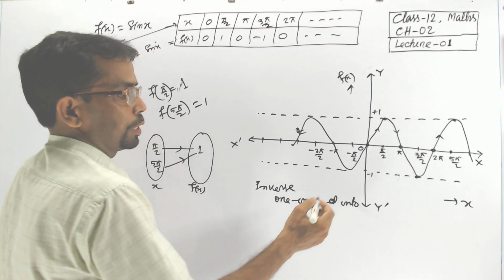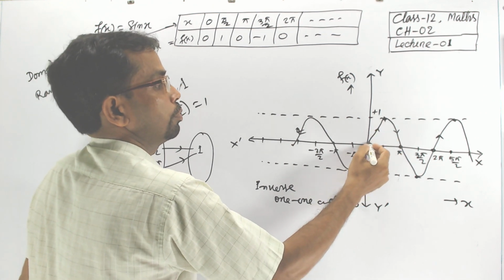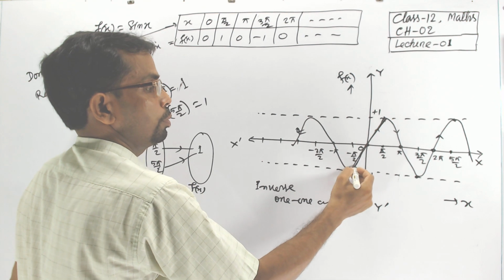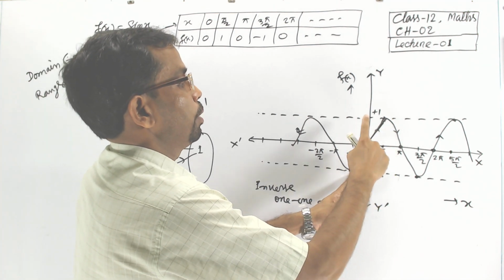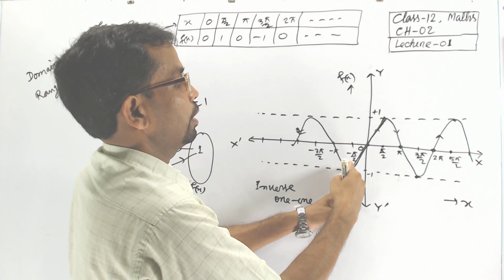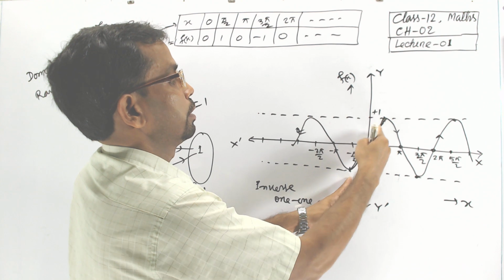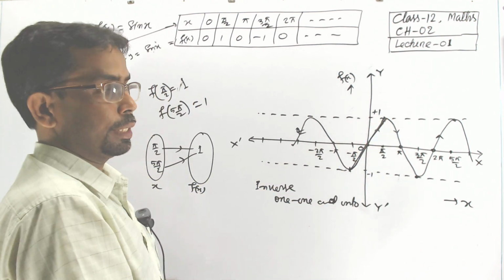However, if we restrict the domain between minus pi by 2 to plus pi by 2, then at every point the value of f(x) is different. The height of the curve for every value of x, the corresponding height, is different. That means the function will be one-one and onto, and in that case we can have an inverse.